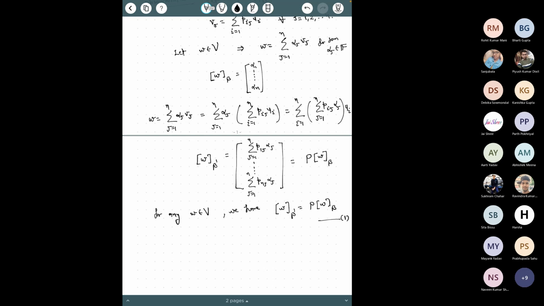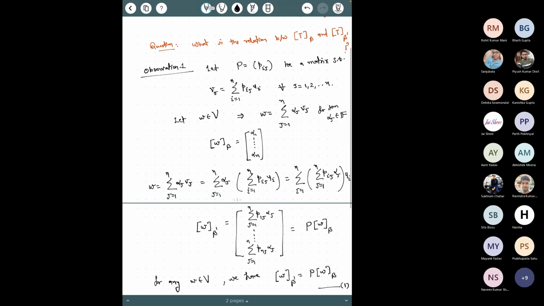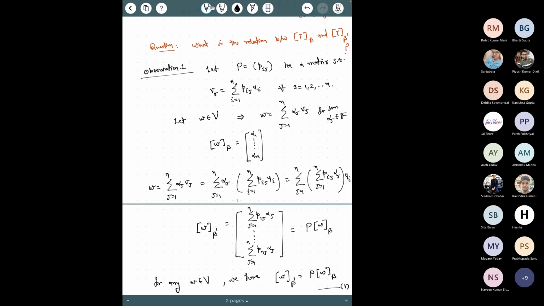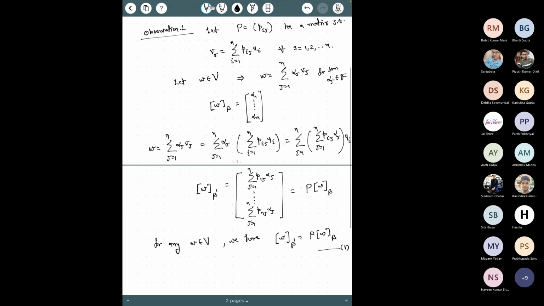But there is nothing special. We can just interchange the role of B and B dash. So wherever I have written B, I can write B dash. In the next step, I will interchange the role of B and B dash in whatever I did here. That means instead of Vj, I'll write Uj in terms of Vi's, and then I'll do the same thing.